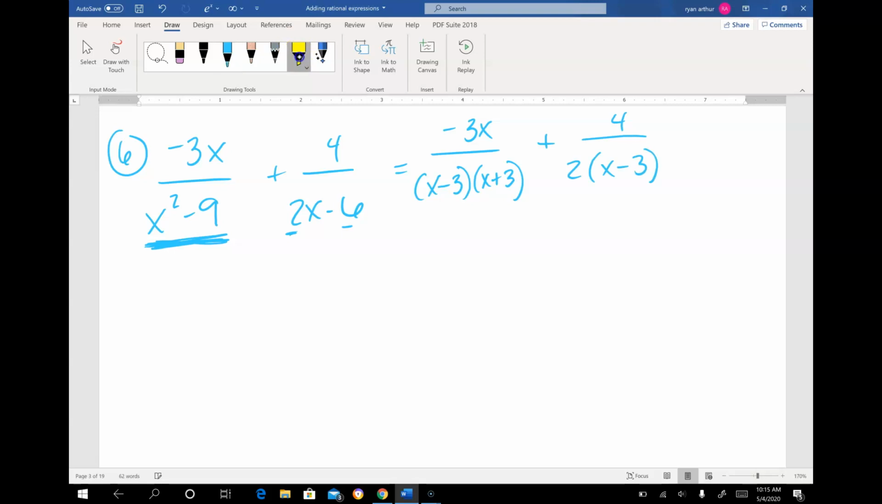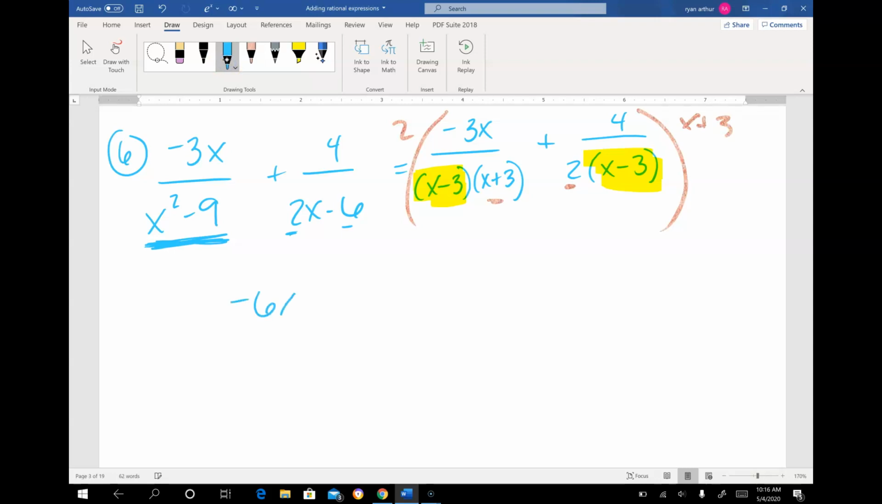So what they have in common, I highlight, and what I don't highlight is what the other side is missing. So they have an x minus 3 in common. That means this left-hand side is missing this 2, and this right-hand side is missing that x plus 3. Okay? So then we multiply.